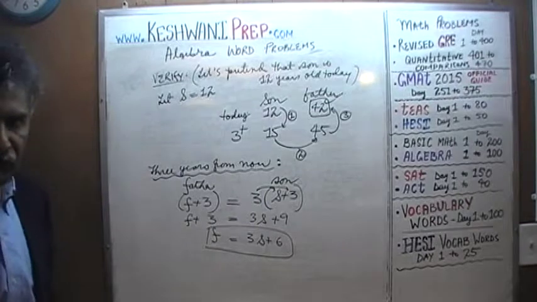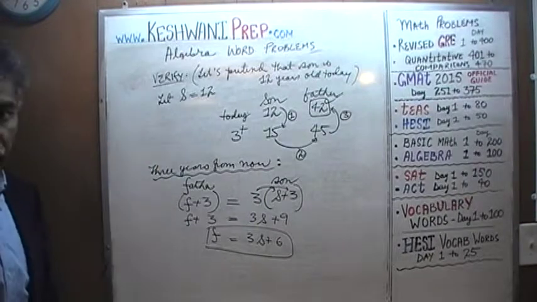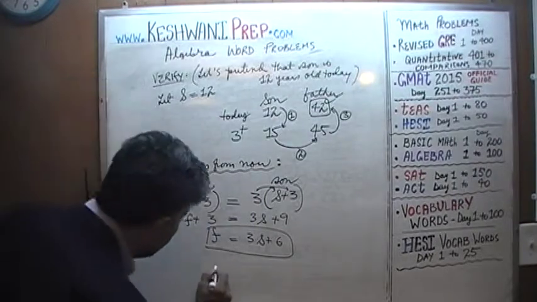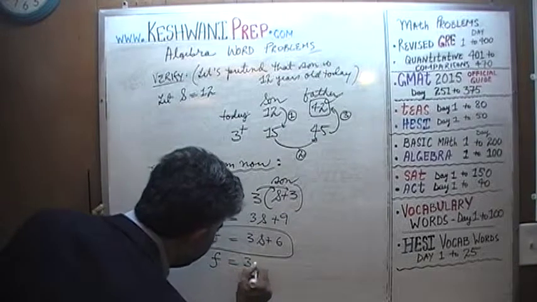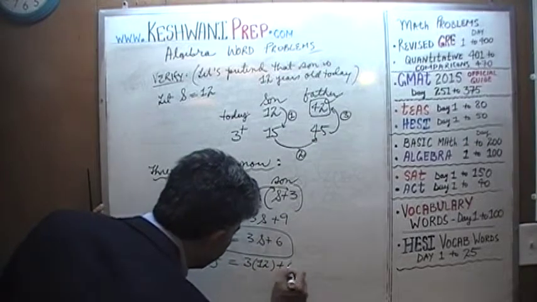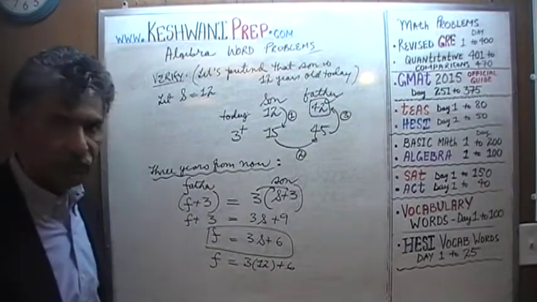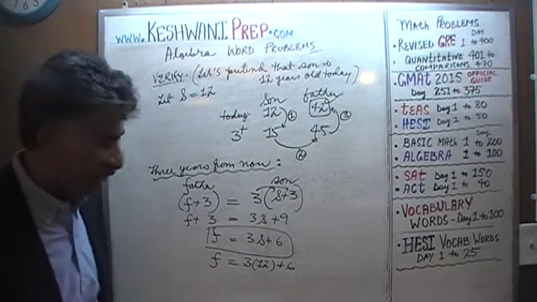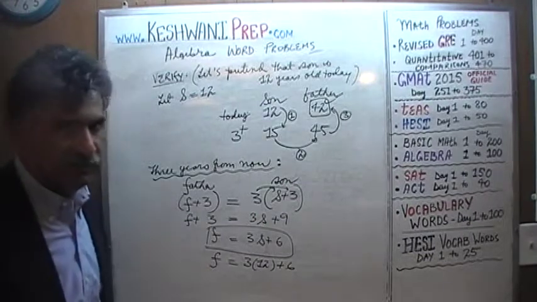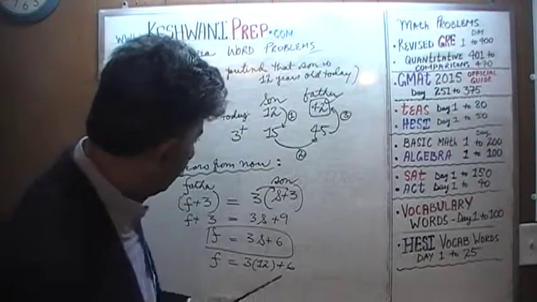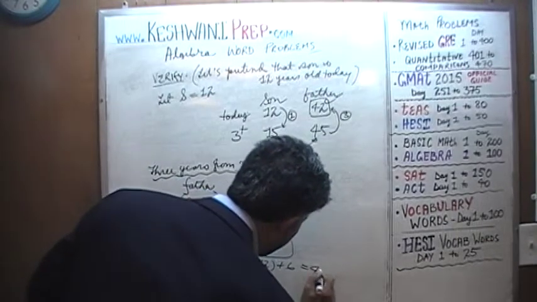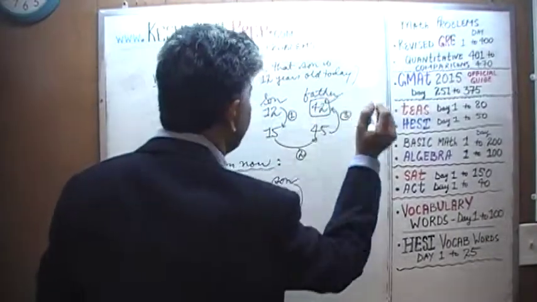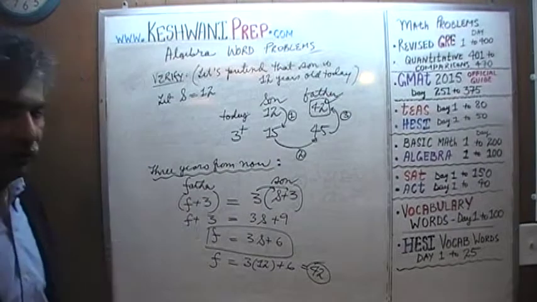Does this quantity give us 42 when we plug in 12 in it? Let's find out. F equals 3 times 12 plus 6. 3 times 12 is 36. 36 plus 6. It gives us 42, just like the way it's supposed to. That's how you know that the work is correct.